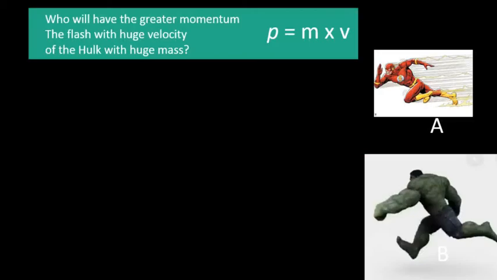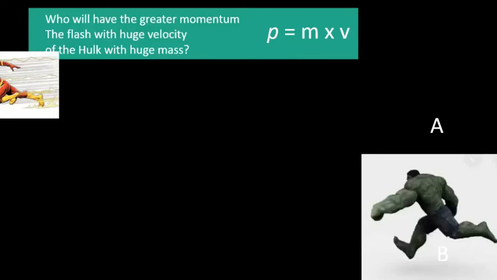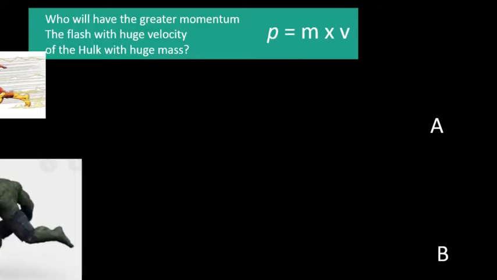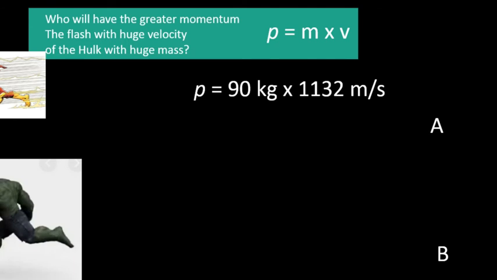And then finally, who will have the greater momentum? The Flash with a huge velocity, or the Hulk with a huge mass. So we have the Flash go, and then we have the Hulk go much more slowly. And so let's say the Flash has a mass of 90 kilograms and moves at a speed of 1,132 meters per second. All right, I looked it up. It comes to a momentum of 101,880 kilogram meters per second.